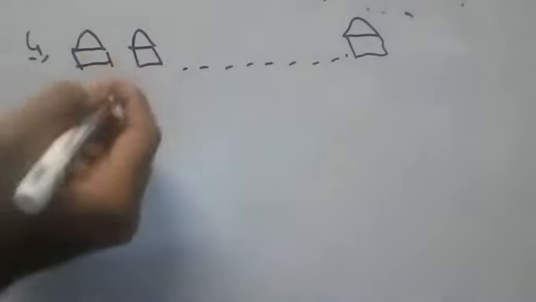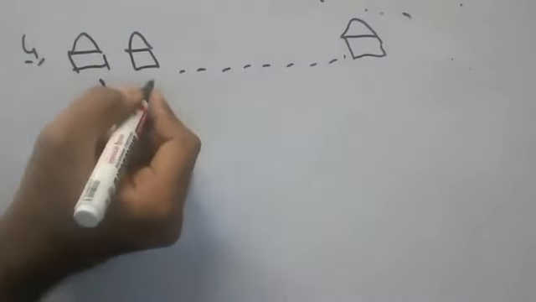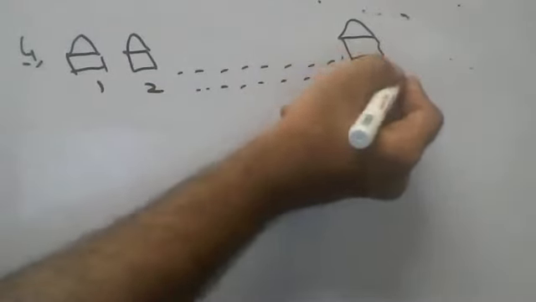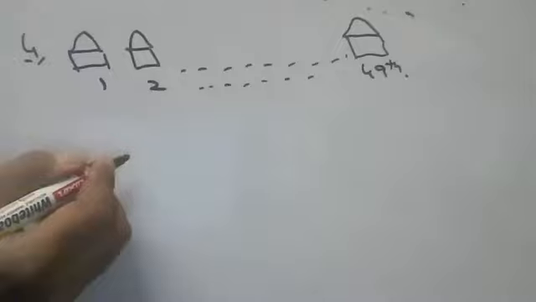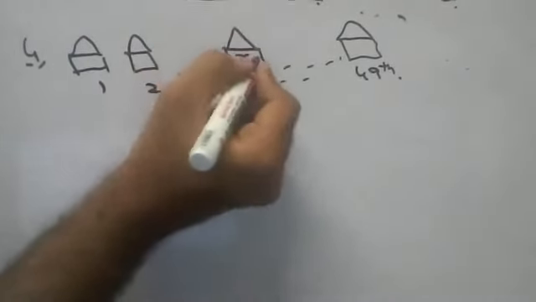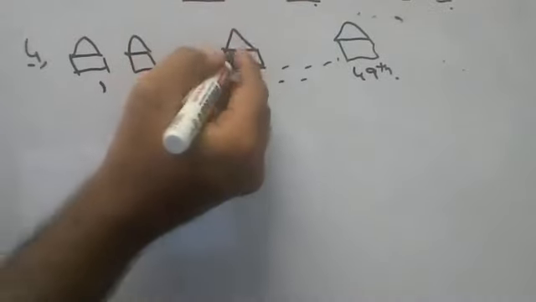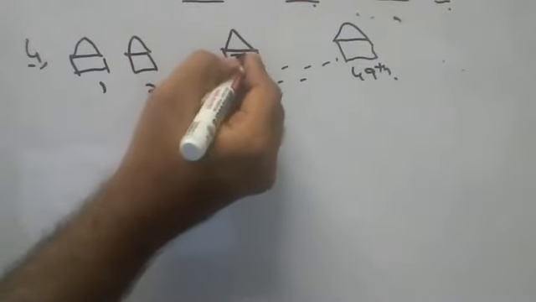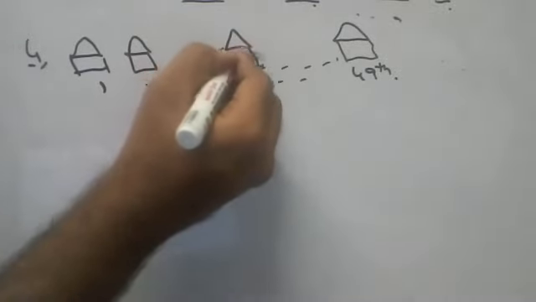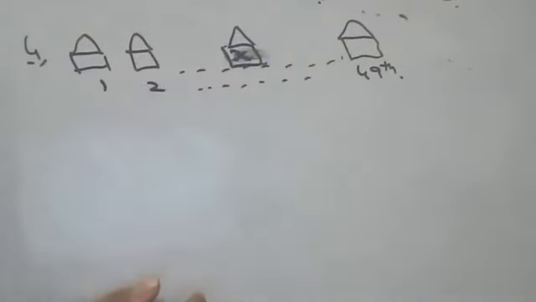Mute yourself. So, this is the first house. This is the second house. 49th house, children. This is the 49th house. The question is, somewhere there in the middle, one house is there. Let us take it as X house. Shall we take X house, children? X house, the haunted house. Okay.